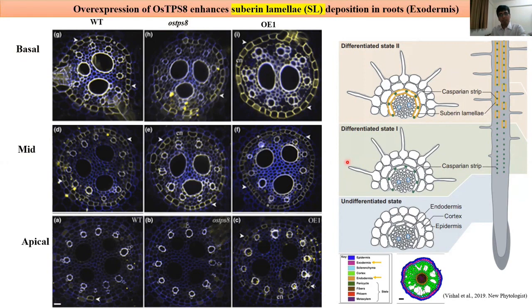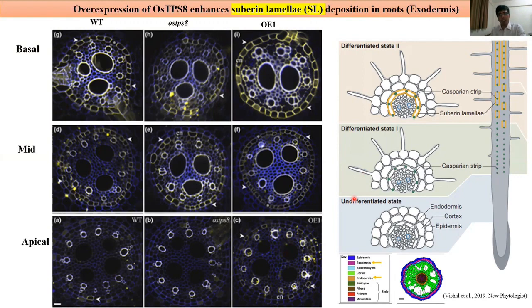We stained this with fluorol yellow and did the confocal imaging. Here you could see in the basal region, this is the endodermal region. You could see a very prominent and enhanced deposition, reflected by the yellow color of the suberin lamella, in the overexpression line. But this is the weakest in the mutant and then in the wild type. This is consistent in the mid and the apical region. So this shows that the hydrophobic barrier could be one of the pathways with which OsTPS8 confers the salt tolerance.